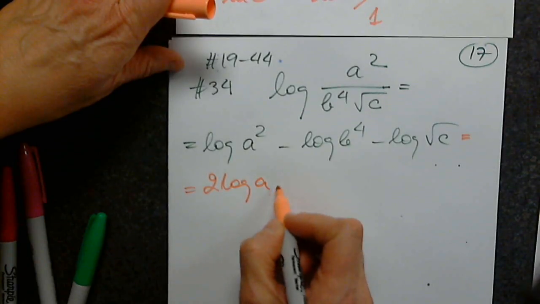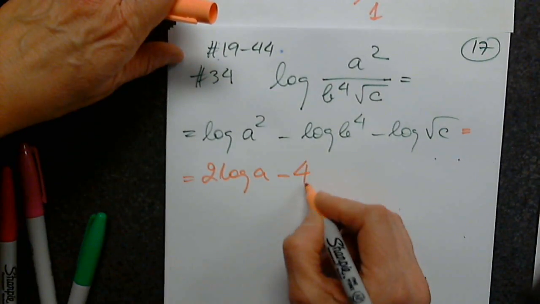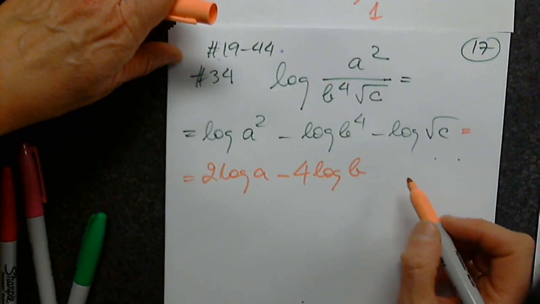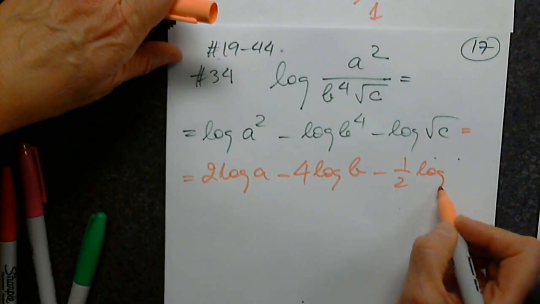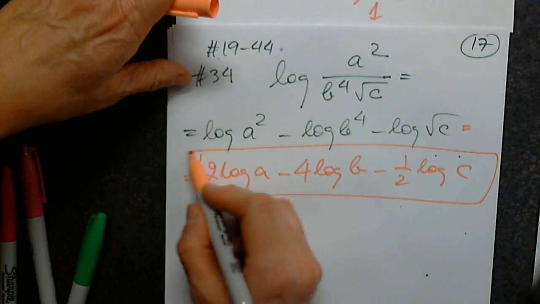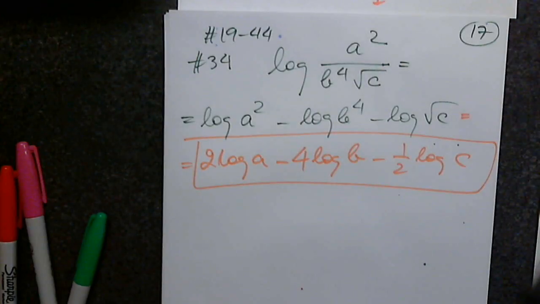2 log A indeed, minus 4 log B. That's it, and it's done. And no one can do anything else to it.